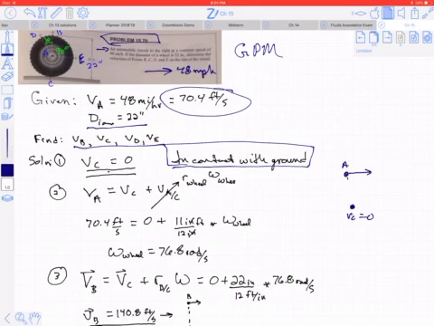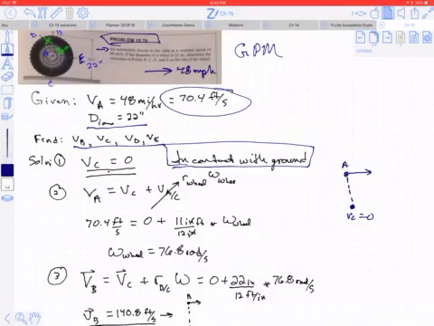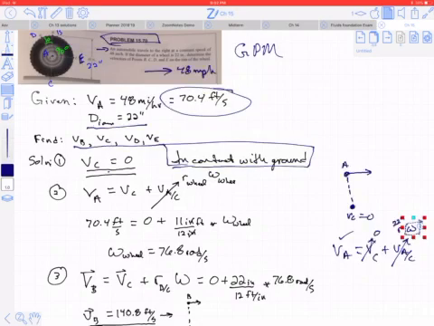So these are 2 points on an object. The velocity of one, A, equals the velocity of the other, C, plus the velocity of A with respect to C, which, as we know, is the distance times omega. So we know VA, 70.4. We know VC, 0. We know the distance. The only thing we don't know is omega.